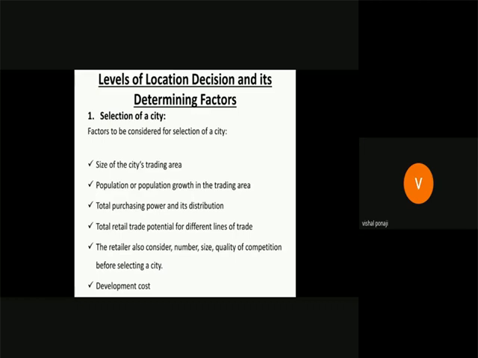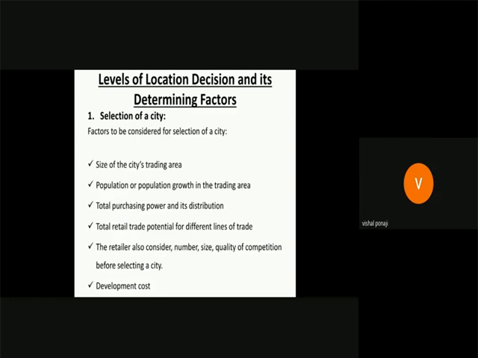There is also the purchasing power of the customers residing in that particular trade area and the availability of products via distribution. So the effectiveness of distribution, the connectivity of a retail store with the suppliers, the manufacturers and the customers, all those things have to be considered. Along with that, you can take the total retail trade potential.